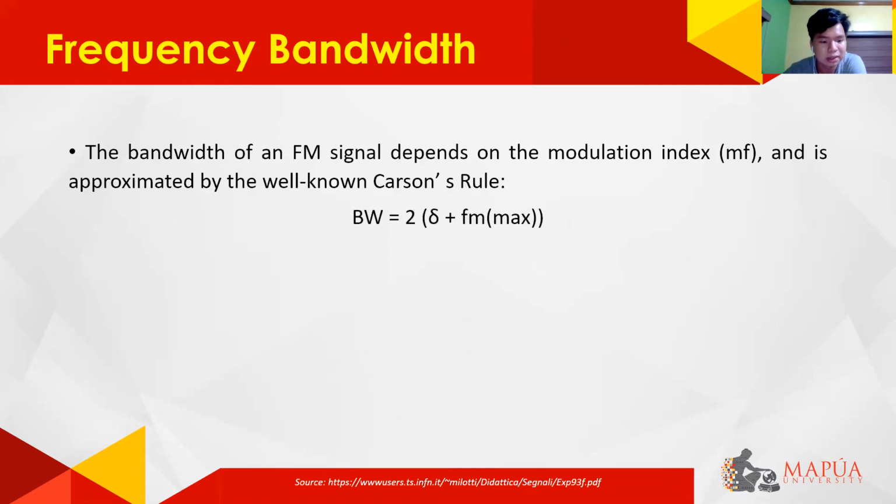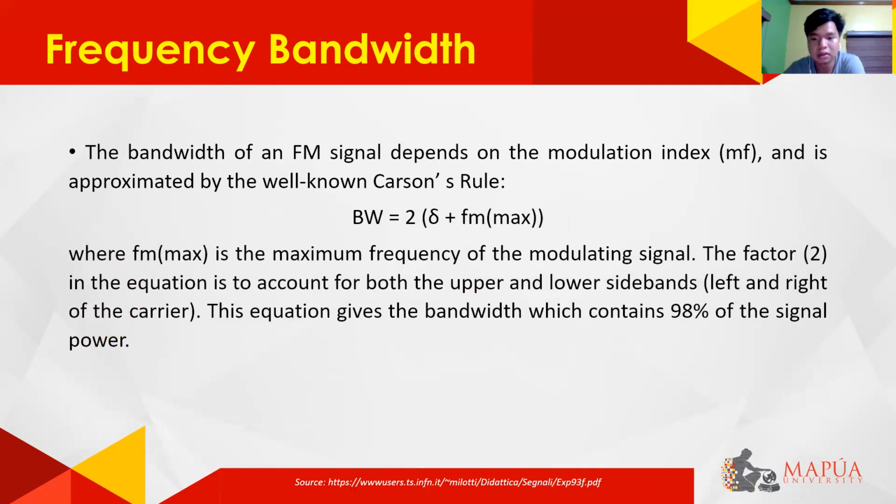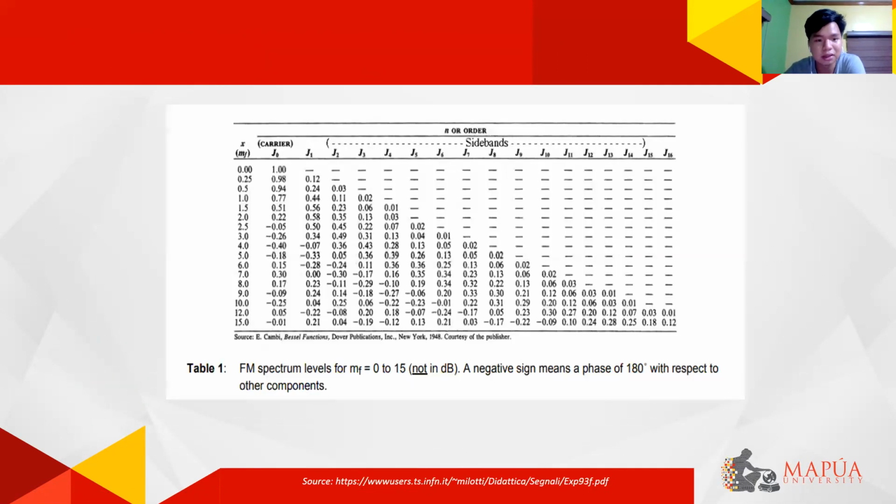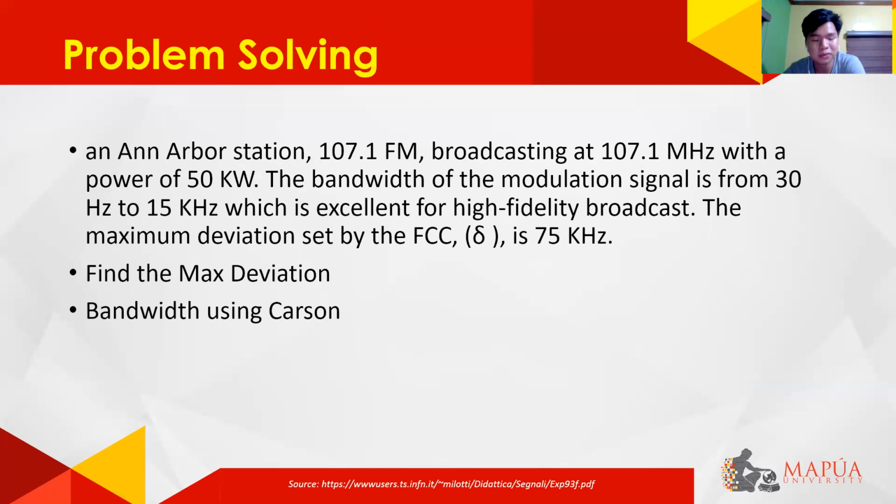So as I said, this equation gives the bandwidth which contains 98% of the signal power. This is the FM spectrum levels for MF, which is 0 to 15, not in decibel, and a negative sign means a phase of 180 degrees with respect to other components. So let's have a problem solving.